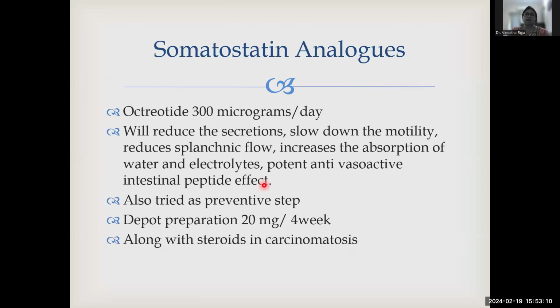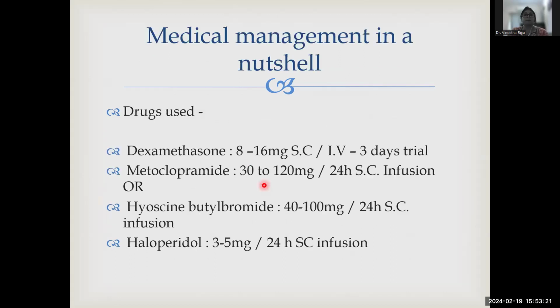Octreotide can also be given, and it is costly. It can be given subcutaneously as well, along with steroids. So typically a prescription for intestinal obstruction is going to look like this. I have written here 8, but definitely it is 16 to 24. Please make the correction there. 16 to 24 milligrams subcutaneously or IV for 3 days.